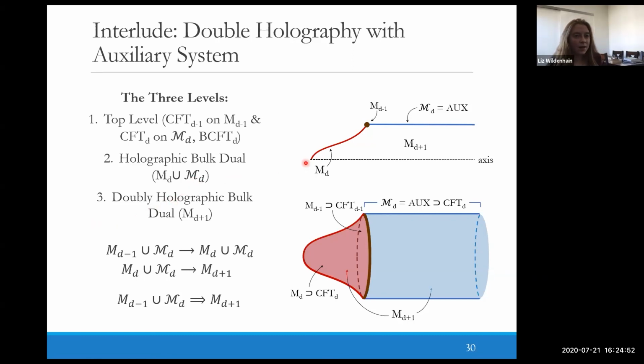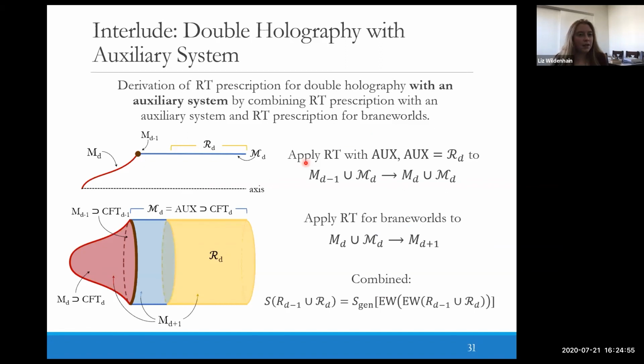So now the question is, what is the RT prescription for this case? So now we want to find a prescription that allows us to compute the entropy of a region in the auxiliary system using quantities in the D plus one dimensional bulk dual, the highest dimensional bulk dual. And so this region in gold is the region that we're computing the entropy of. So now we can again derive such a prescription by applying the RT prescriptions that are appropriate for each of the two single levels of holography, singly holographic relationships.